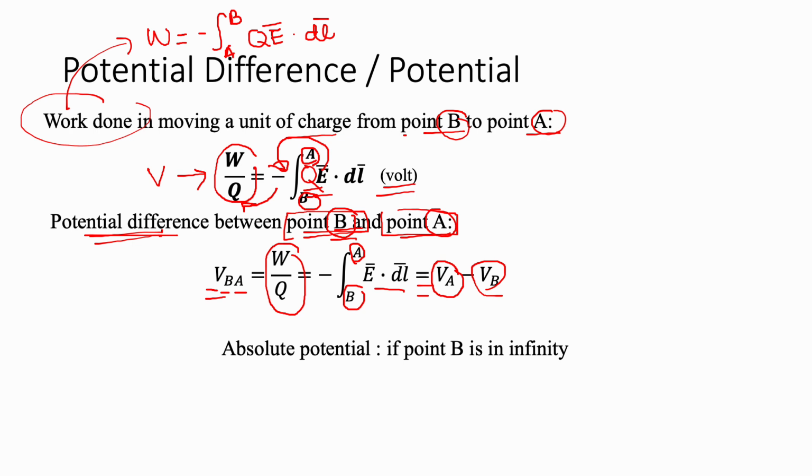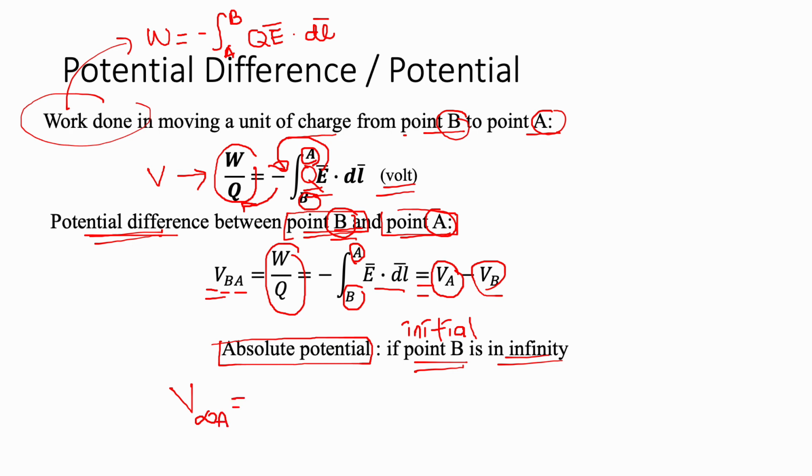All right, so now we want to know what absolute potential is. Absolute potential is when your initial position is at infinity, meaning it is located somewhere very, very far away. So your absolute potential will be from infinity until point A.